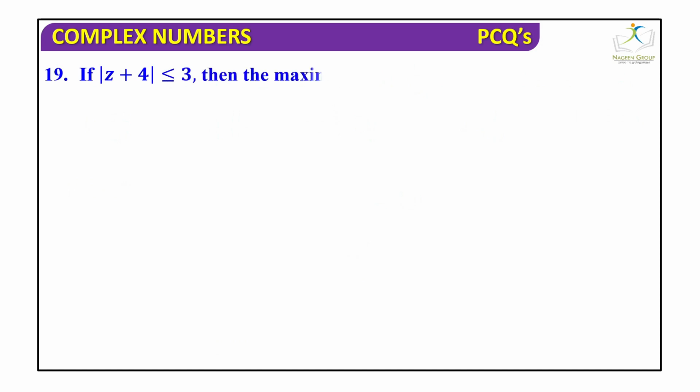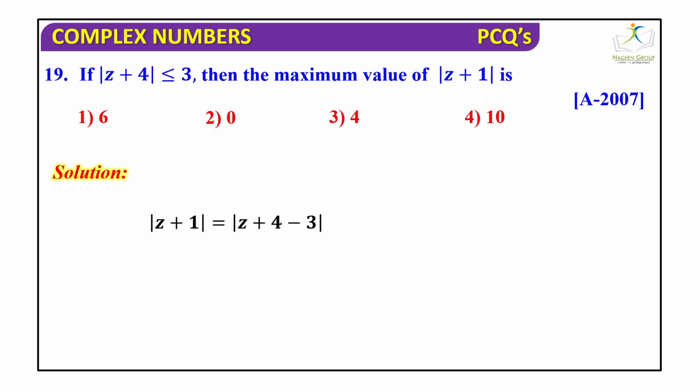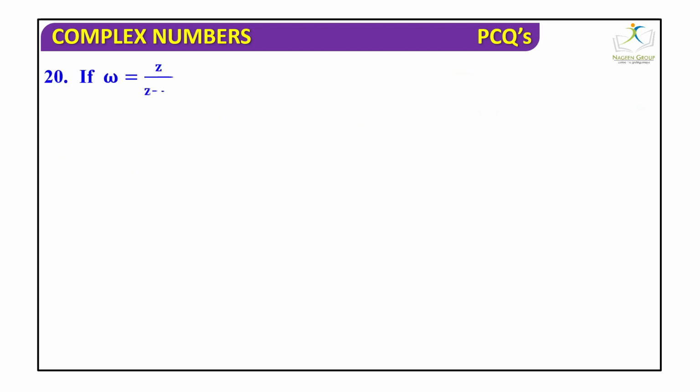Now next question. If modulus of z plus 4 is less than equal to 3, then the maximum value of this we need to tell. So first of all we take here modulus of z plus 1 it equal to modulus of z plus, look, we need 4, so we can write 4 minus 3. Now we know we can separate them. It is less than equal to modulus of z plus 4 plus modulus of minus 3. Now this value is equal to 3 and this value 3 will come. 3 plus 3, how much is that, 6. Value is 6.